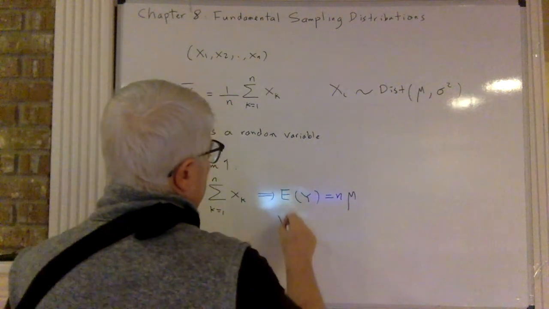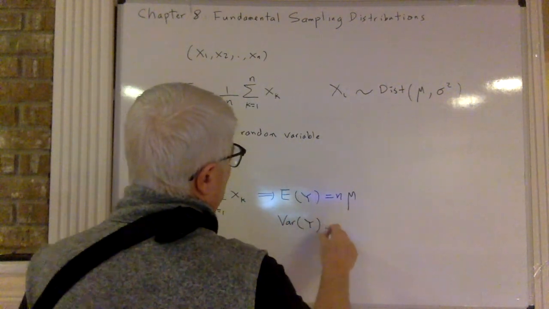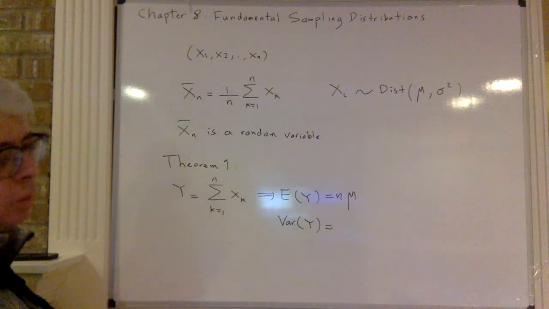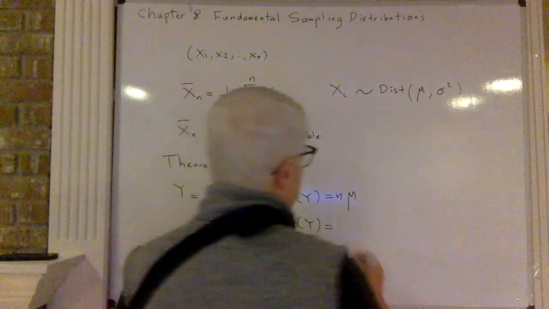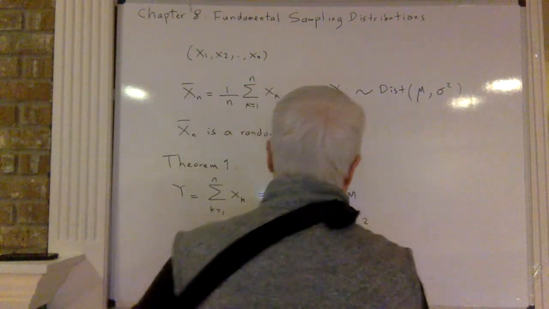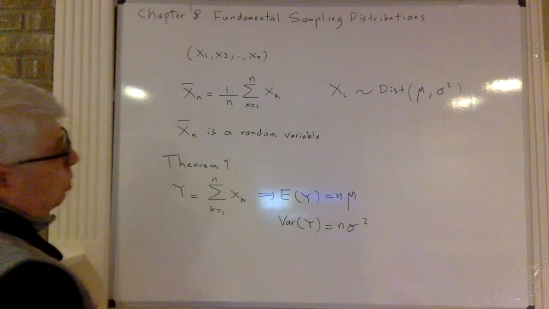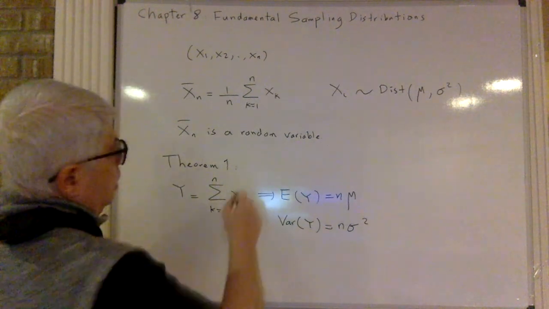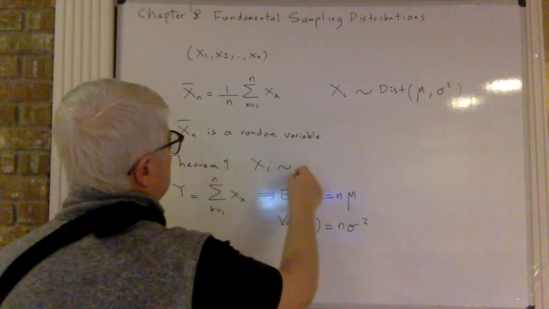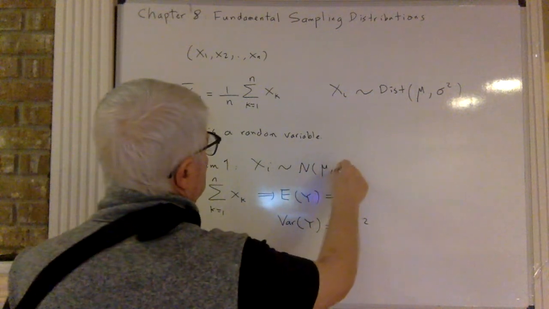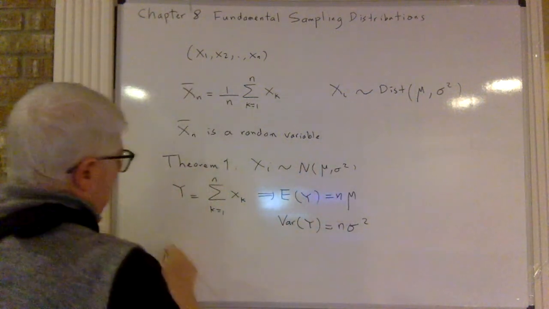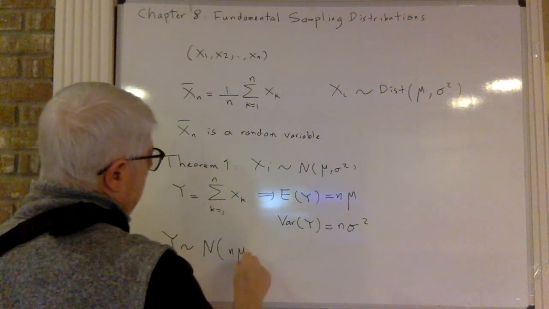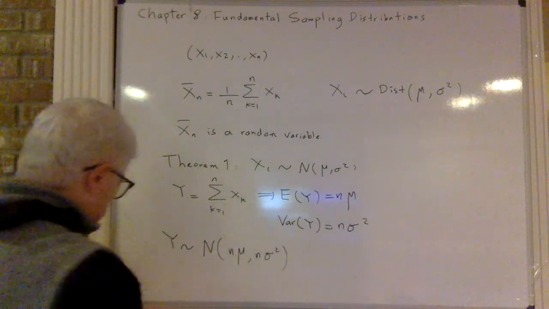And what is the variance of y? Since there is no n here, I'm not dividing it by anything. So that's variance of x1 plus variance of x2 and so on, which is in fact n sigma squared. And since the sum of normal distributions is a normal distribution, if xi is normal with mu and sigma squared, then y is normal with n mu and n sigma squared.